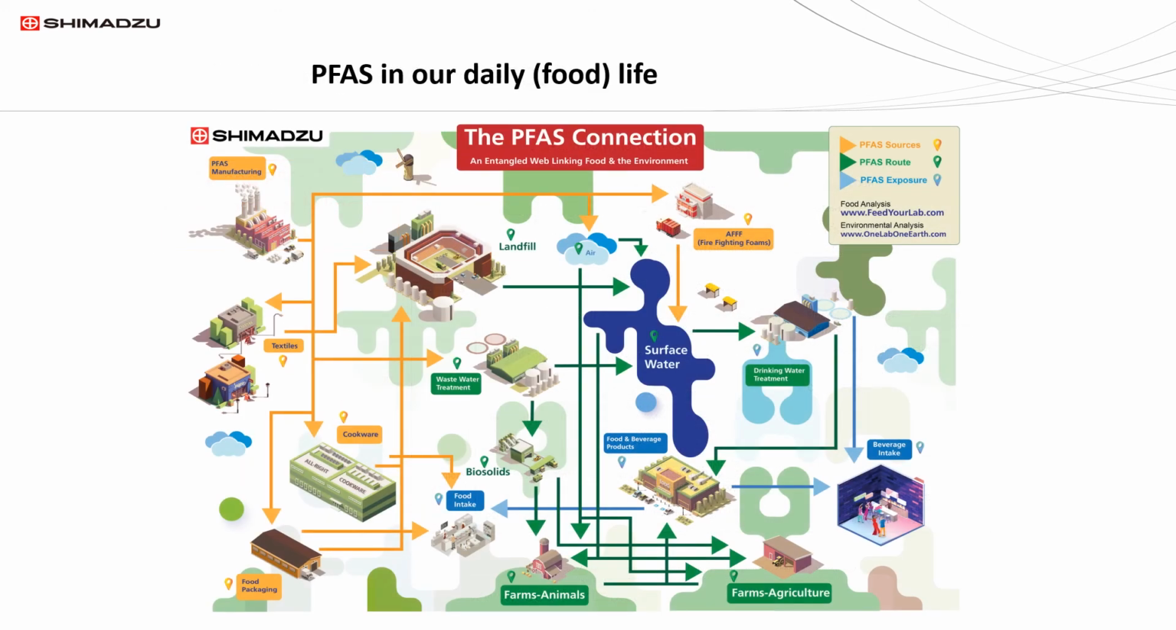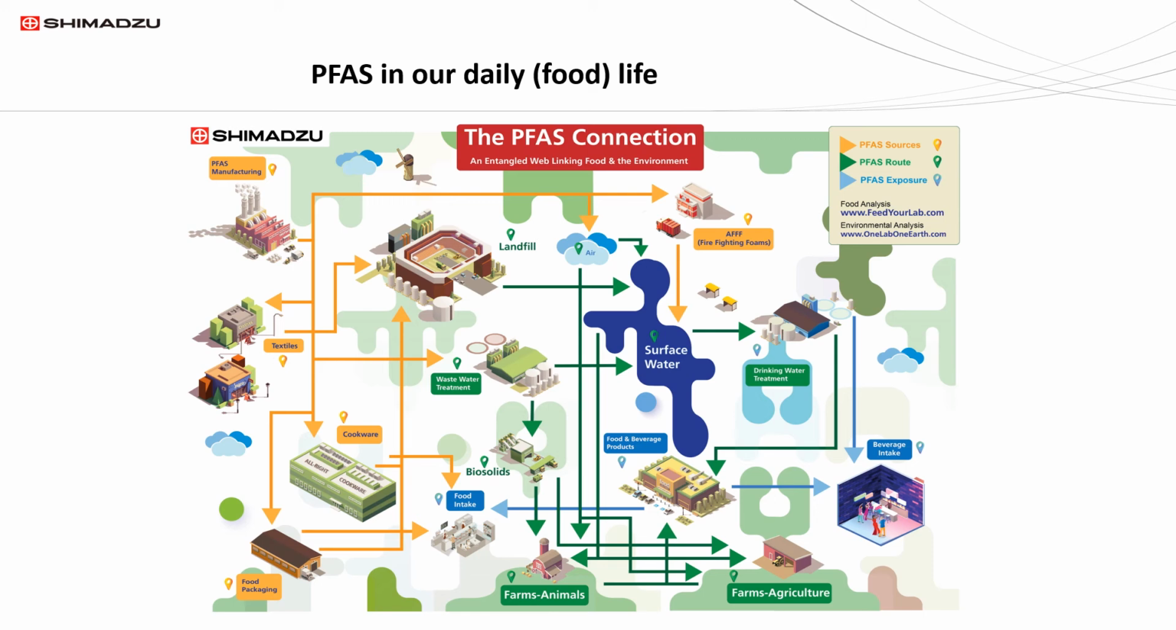Now let's take a look at how PFAS could end up in our food. PFAS has been in the news for some time, and it started out primarily as an environmental concern. But as you can see through this graphic here, it does end up in the food supply. So we have here three color-coded routes. We have the sources that are in yellow or orange. Then we have the route of the PFAS in green, and finally the exposure to humans in blue.